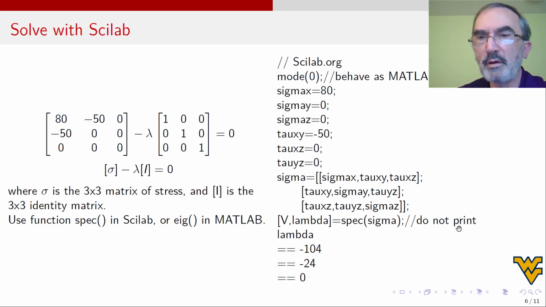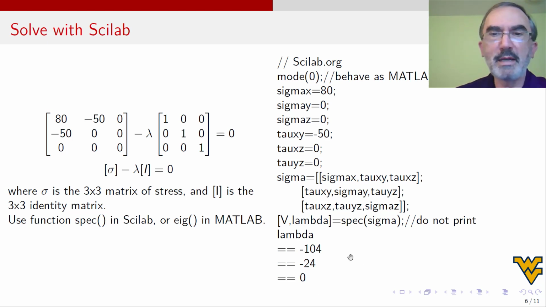Now, here I put a semicolon, so it won't print. Otherwise, it would print this and that. These are the principal stresses, eigenvalues, and these are the directions, eigenvectors. Since it didn't print, I have to type lambda without a semicolon, and then it gives me the values in the console, not here in the program. If you know MATLAB, you know what I'm talking about, right? You don't put a semicolon, you get numbers.